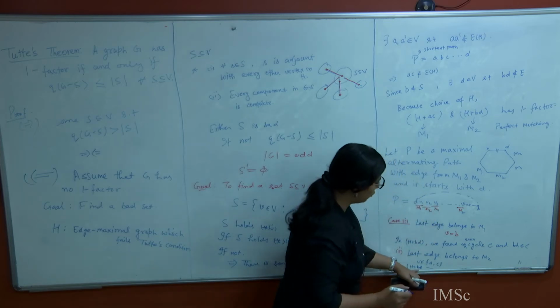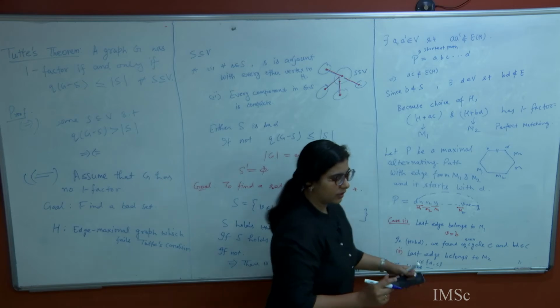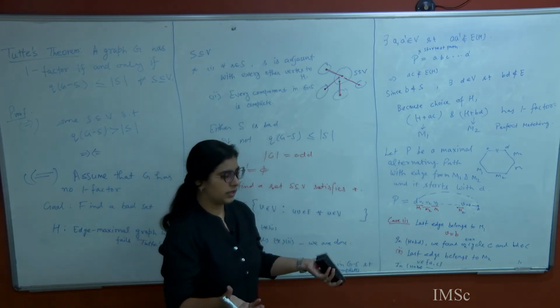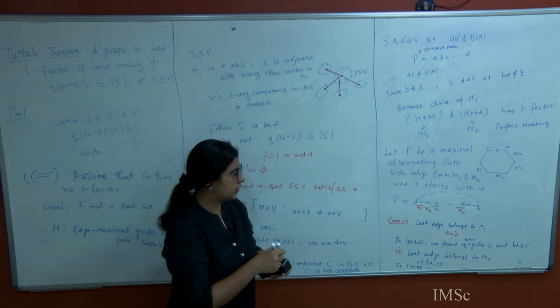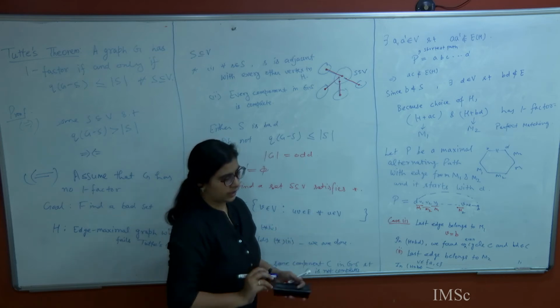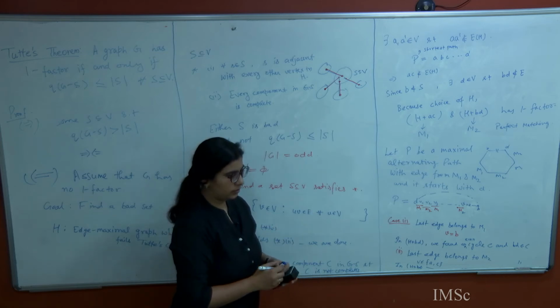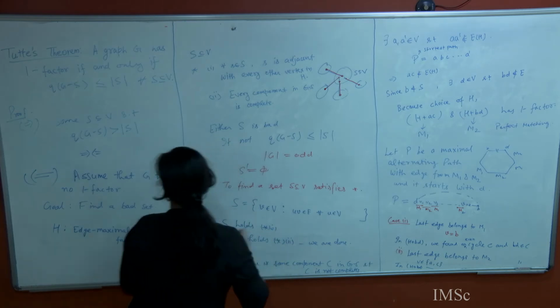So, if you remove BD from H, then can you give me some new matching which saturates every vertex of the cycle, by removing B and D? So, that is the question.